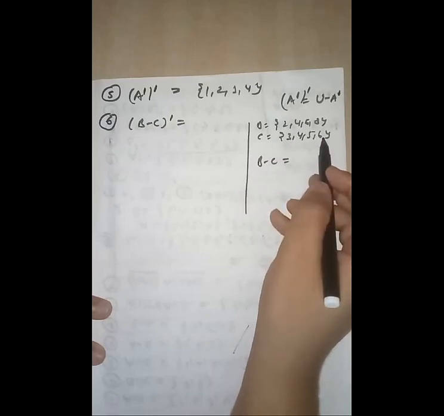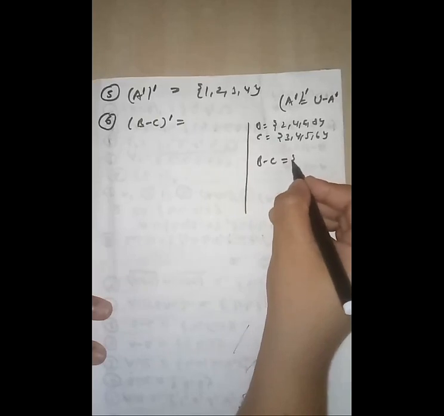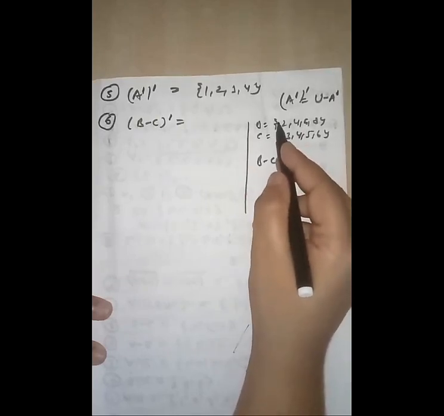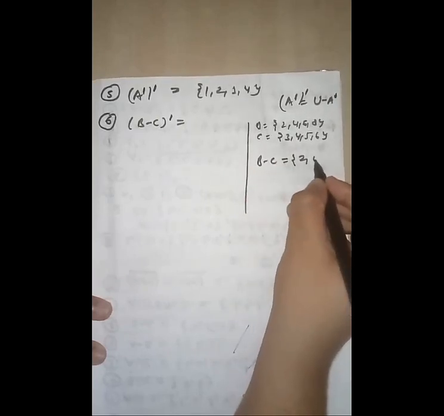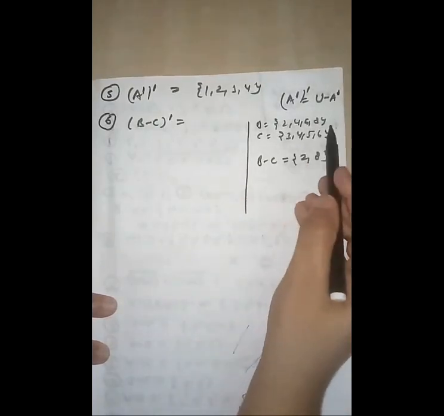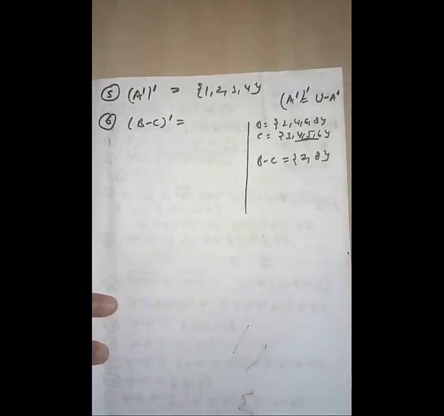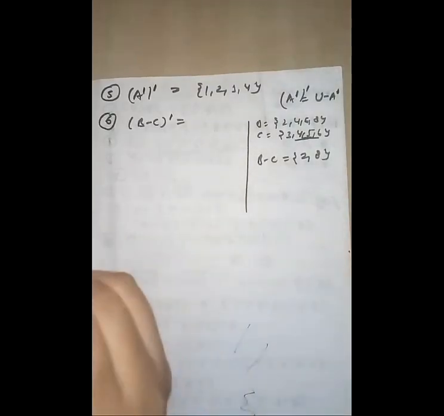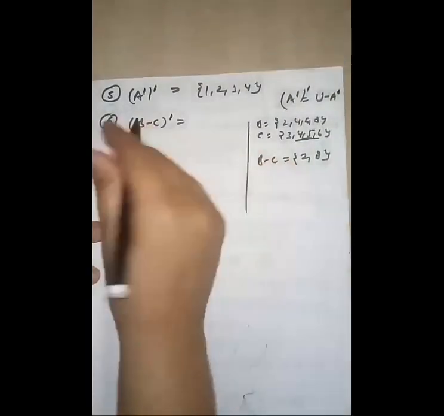Here 4 and 6 also belong to C. So you can take only the elements which are left in B, which are 2 and 8. 2 and 8. Right? 4 and 6 are in C. So B minus C is 2, 8.